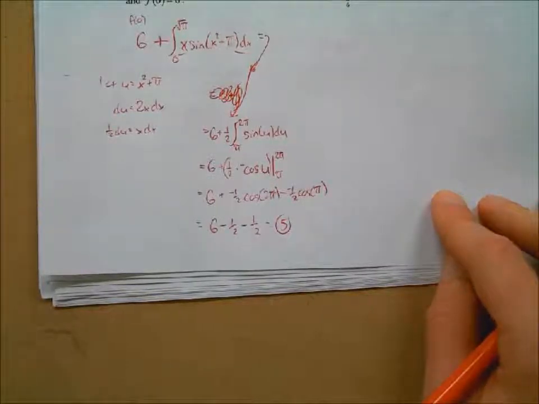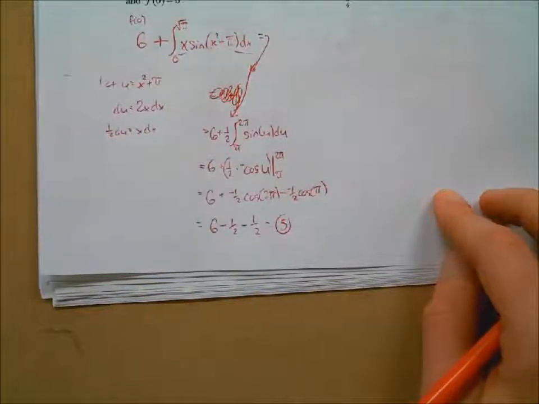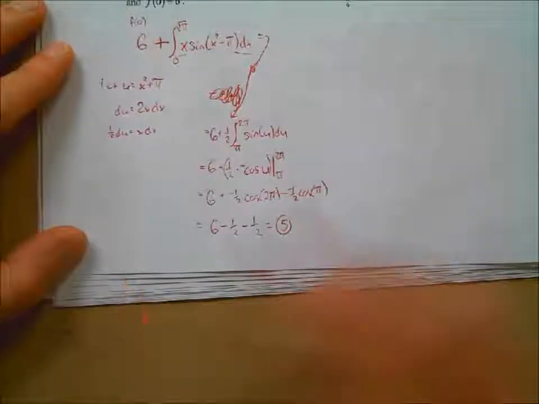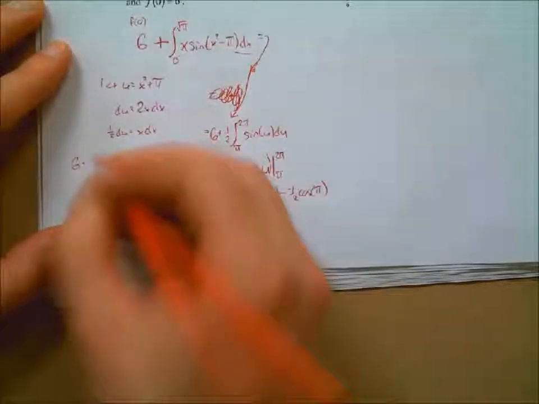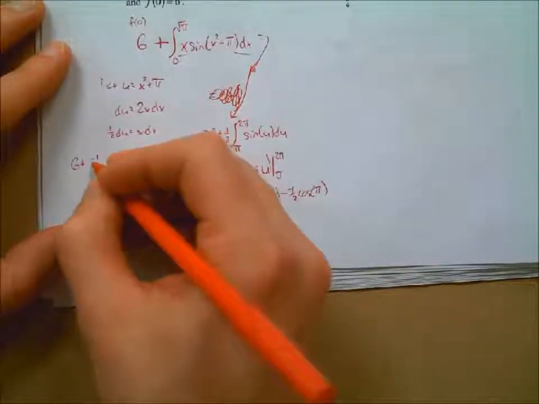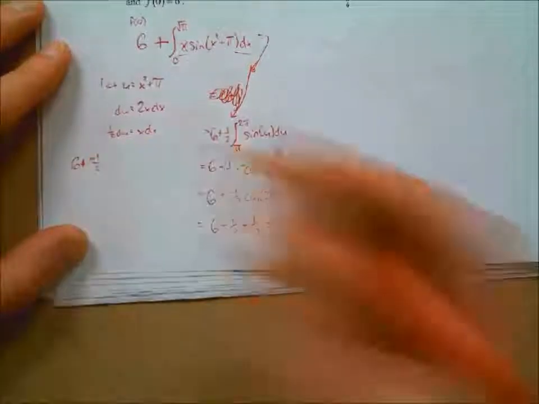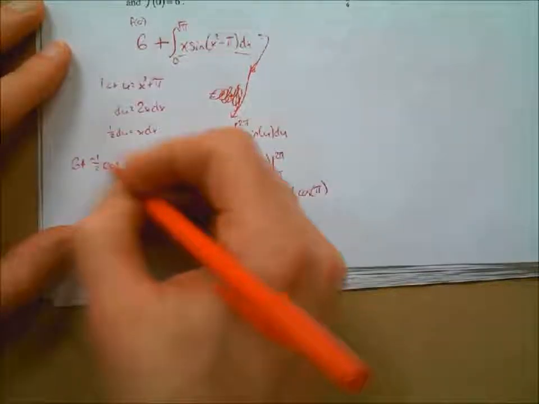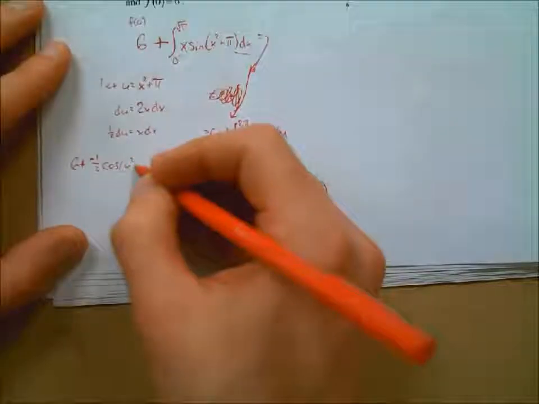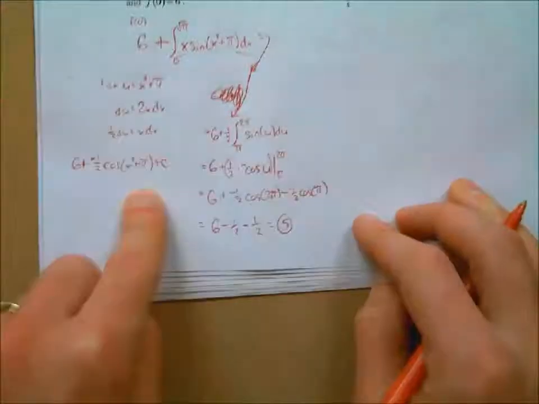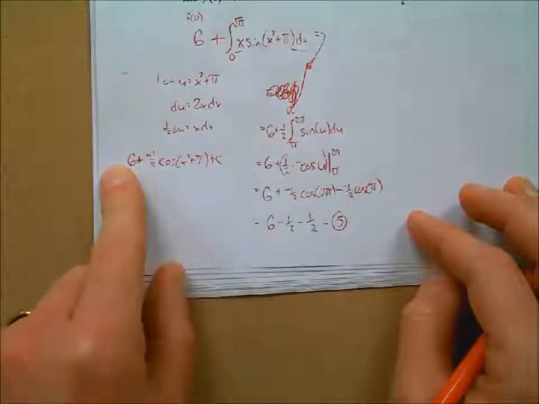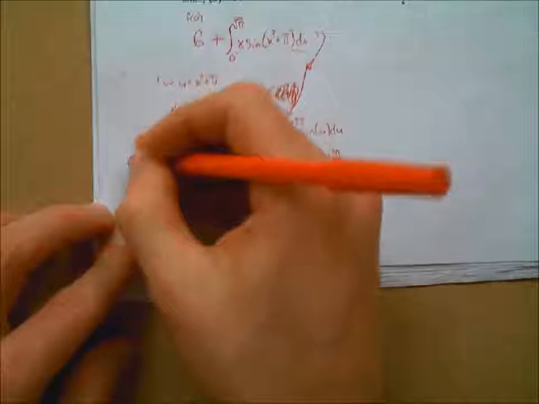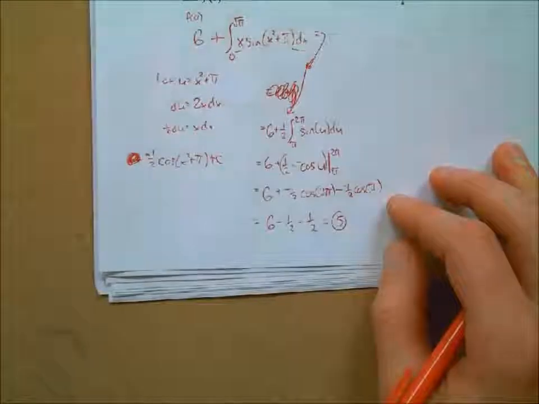Alrighty. Questions on any of that? Can you show the other way? Other way, yes, absolutely. So if we did it the other way, you would end up with, let's see here, negative 1/2 times cosine of x squared plus pi plus c. Oh, right. You don't need the 6 plus because we're doing, yeah, sorry. You have just this then. Just that, right? That's your function.